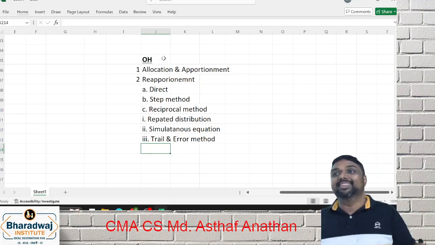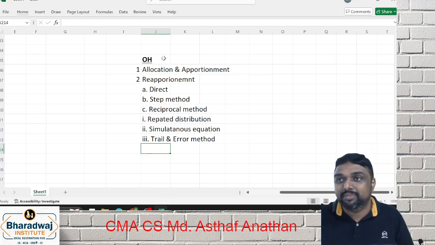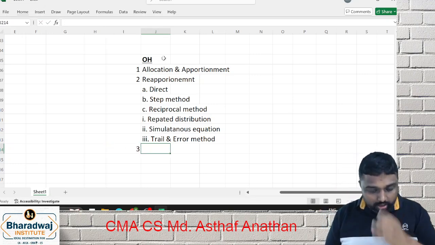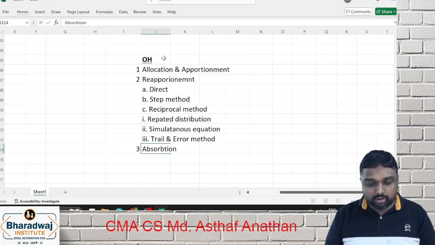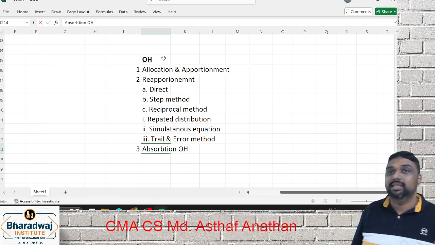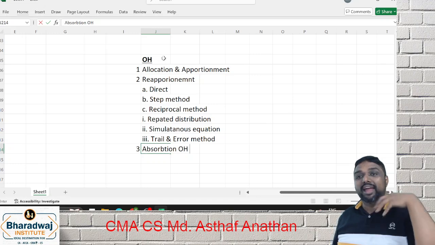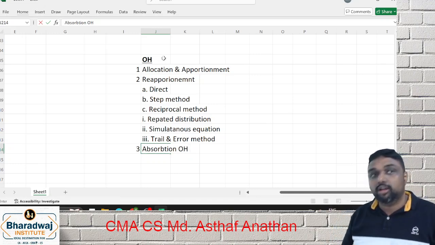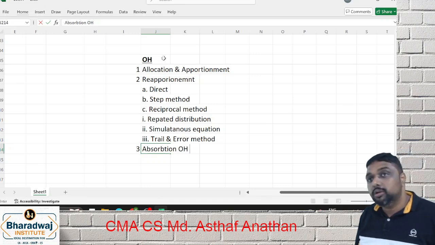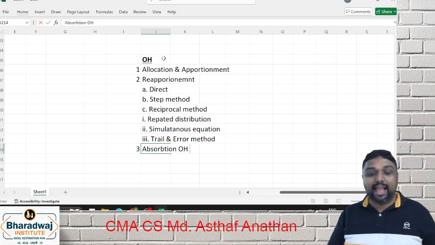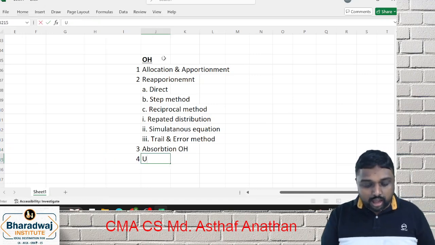Once you have done this method, apportionment and reapportionment, next is absorption of overhead. That is, you have to absorb this overhead on a suitable base. It can be machine hour, labor hour, material cost, wage cost, or total cost. Like that, you have to take a suitable base. Once you absorb, you have to charge, and compare with your actual. Then comes the last point: under absorption or over absorption.